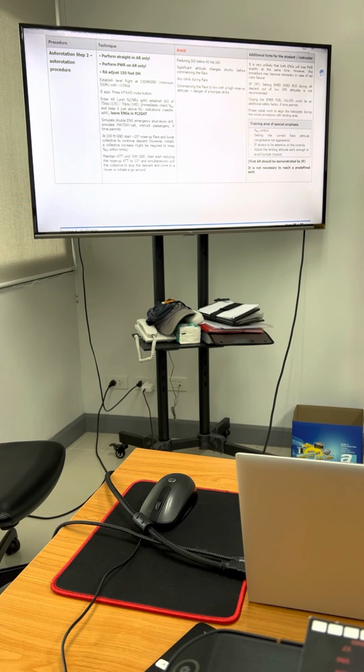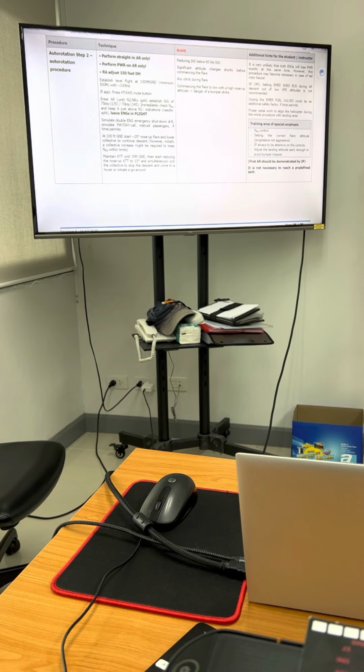Additional hint for the student instructor: it is very unlikely that both engines will lose power exactly at the same time. However, this procedure may become necessary in case of tail rotor failure. In single pilot operation, setting the emergency shed bus during auto-rotation descent out of low VFR altitude is not recommended. Closing the emergency fuel valves could be an additional safety factor if time permits.